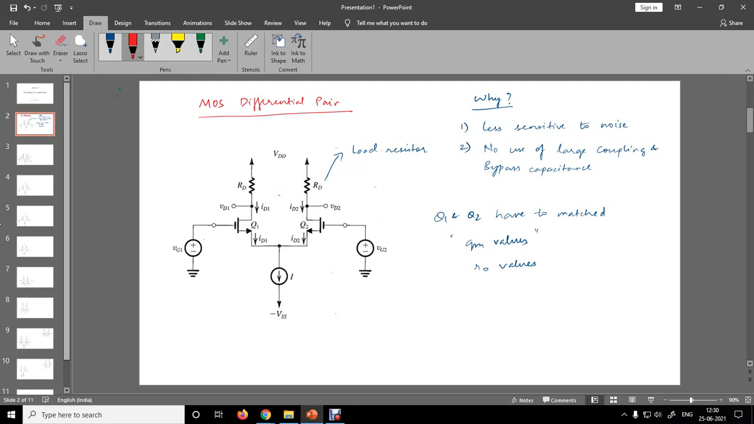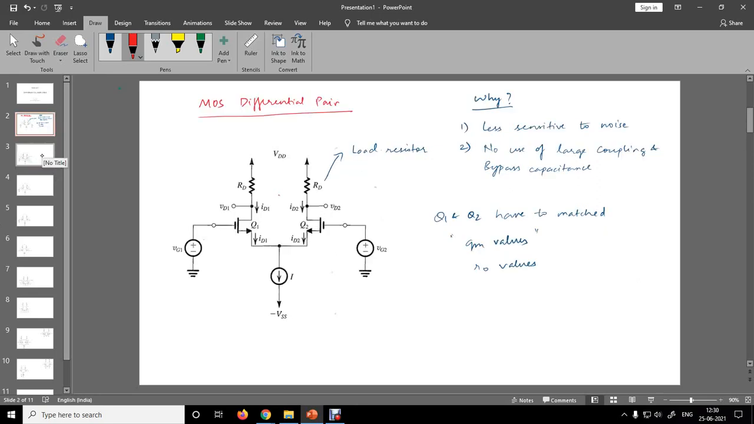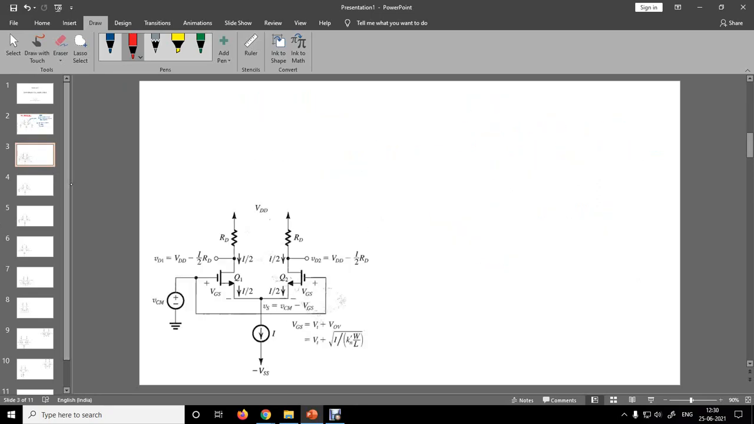Let us look at some analysis here. Now if you observe the difference between the first diagram and this diagram, what is done in this diagram is I have given a signal called VCM, which is common to both the gates of the MOSFETs. So here I am giving a common mode input voltage.